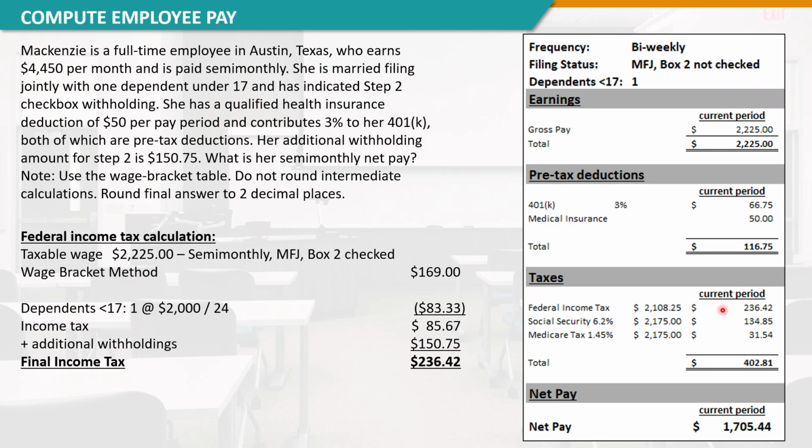The next step is to calculate the Social Security tax, which is 6.2%, and the Medicare tax, which is 1.45%, on the FICA taxable wages of $2,175 for a total of $166.38. To calculate the net pay, we take the gross pay of $2,225 and subtract the pre-tax deductions of $116.75 and taxes of $402.81. There are no post-tax deductions, which means that our net pay is $1,705.44.